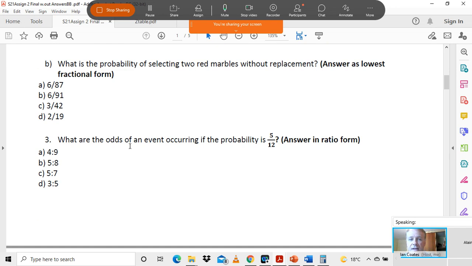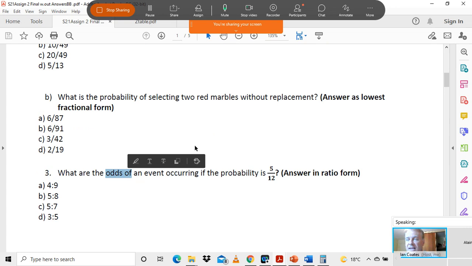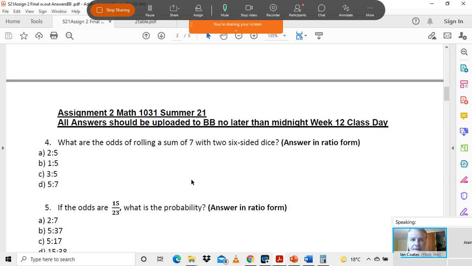What are the odds? Be careful of odds. Odds is different. Probability is the number of desired divided by the total. Odds are the number of desired divided by the number of undesired. It's different. I've given this to you here in fractional form, 5 over 12. This is your probability, and from this probability, you should be able to tell me the odds of an event happening there.